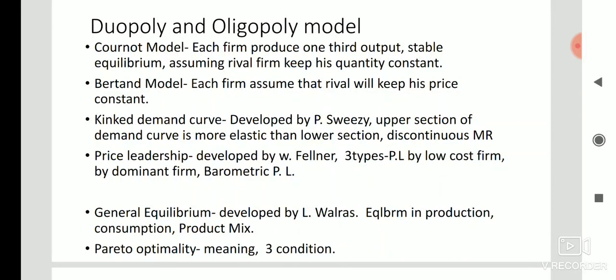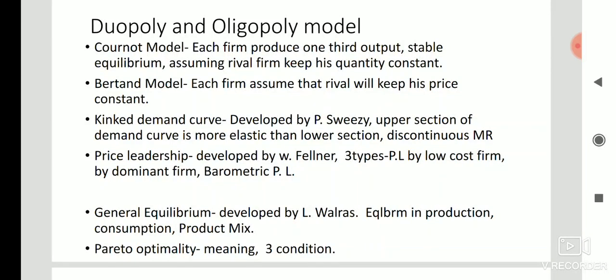Equilibrium in consumption requires the MRS, marginal rate of substitution between X and Y, for consumer A to be equal to MRS XY for consumer B. MRS XY of A must equal MRS XY of B, which must equal PX by PY, or the price ratio.